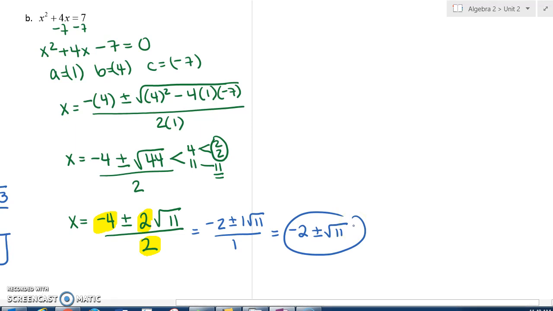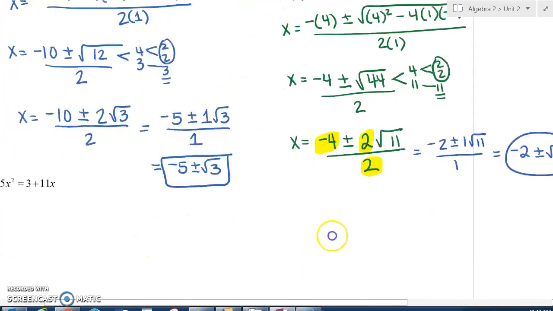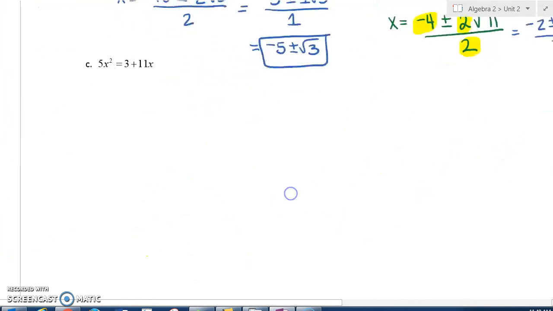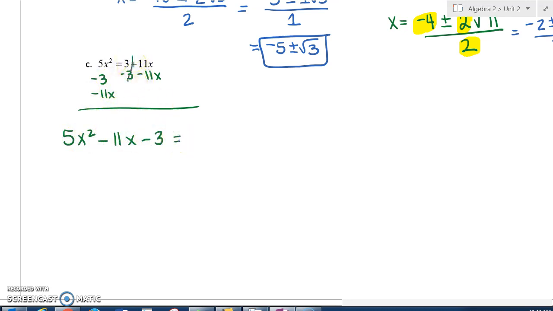Now we have one last problem that we want to repeat this process in. The more practice you get, the better it is for you. Now in C, we have two terms on the right side. So I'm going to go ahead and move the subtract 3 to the other side, as well as subtract 11x to the other side. And we end up with 5x squared, I'm going to write the negative 11x next, and then the minus 3 last, equals, and then everything on the right side cancels to 0.